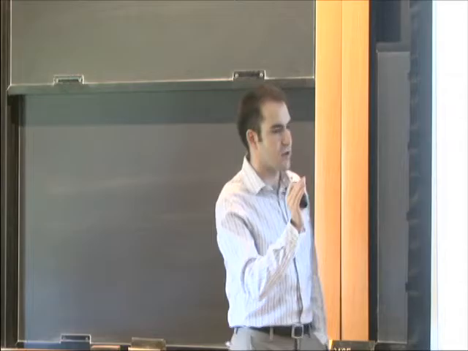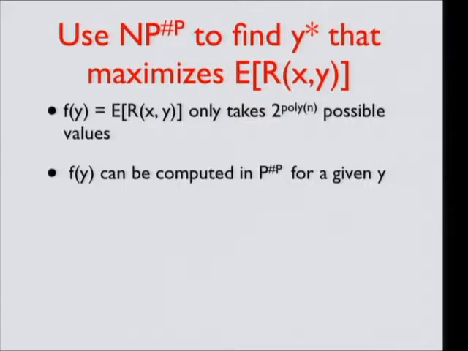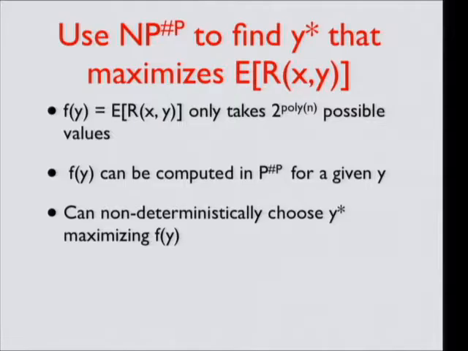So how do we do that? We can overload notation and define f of y to be the expected reward on this problem when you give me a certificate y. It only takes exponentially many values. I can compute this f of y exactly in P to the Sharp P for any given y. I can compute the expectation of each bit by going to Sharp P, writing out this reward function, writing out a Turing machine that computes the bit of the reward function, and counting the ones and zeros.